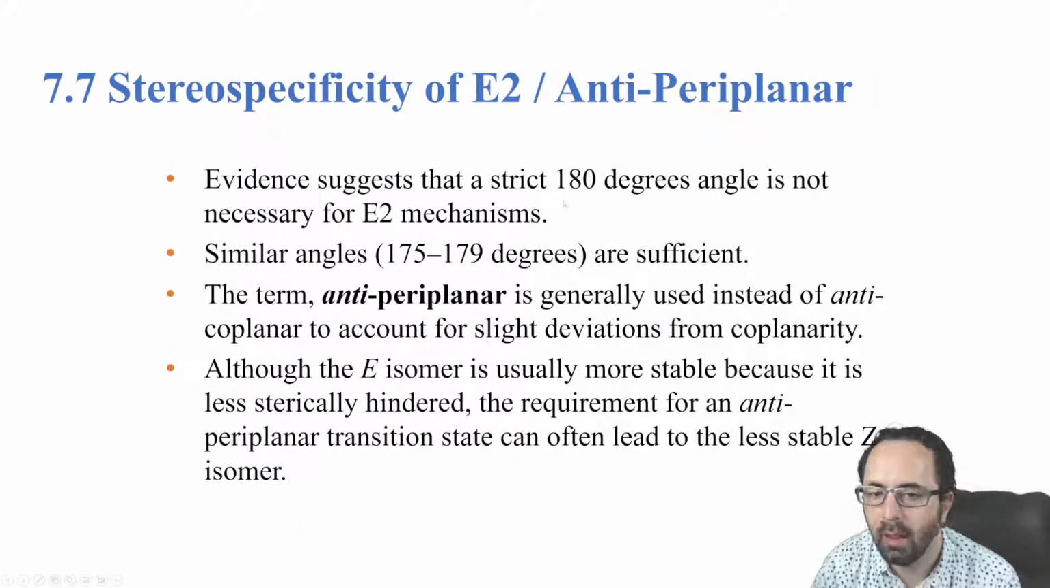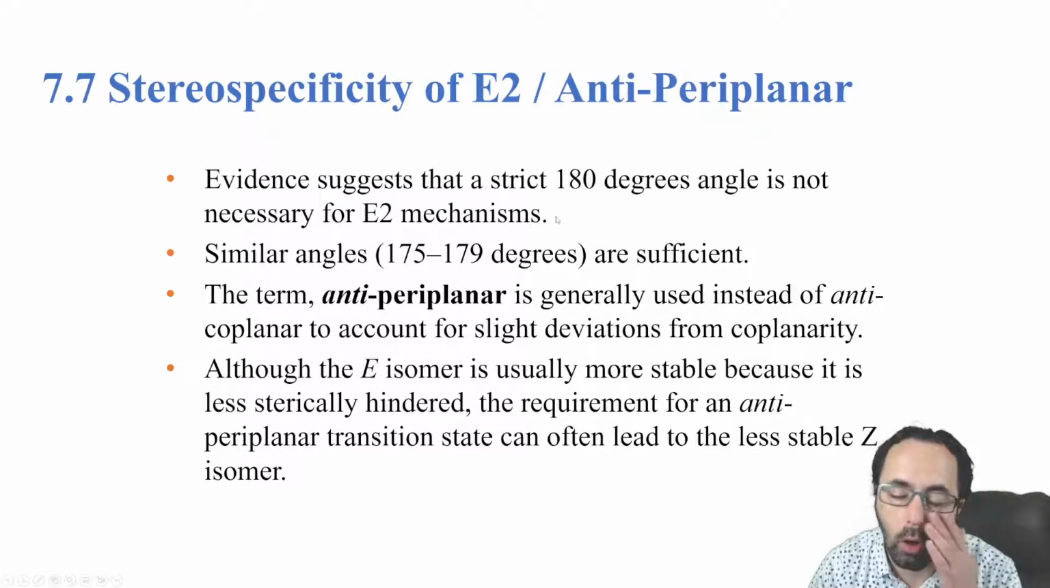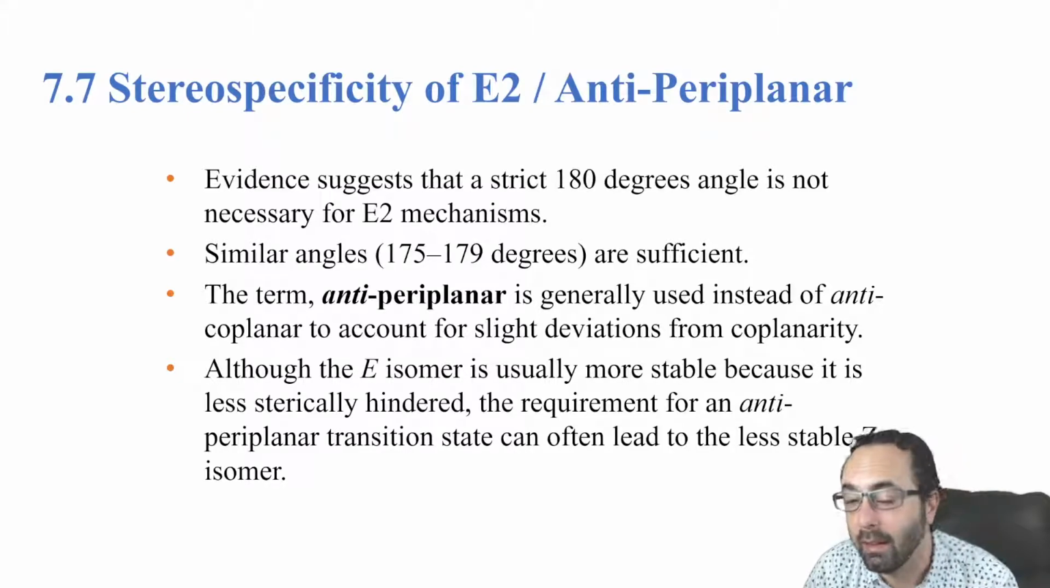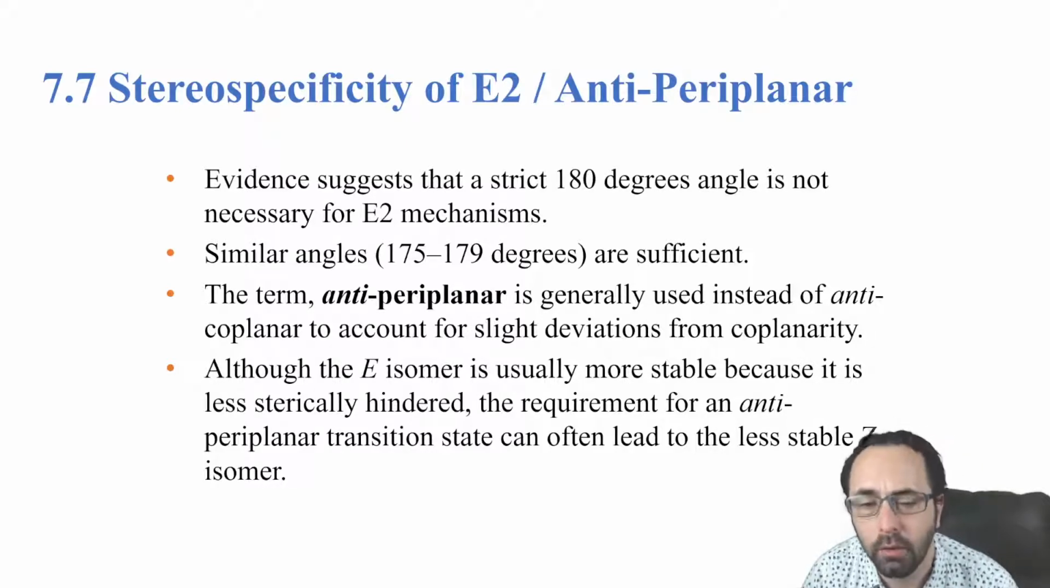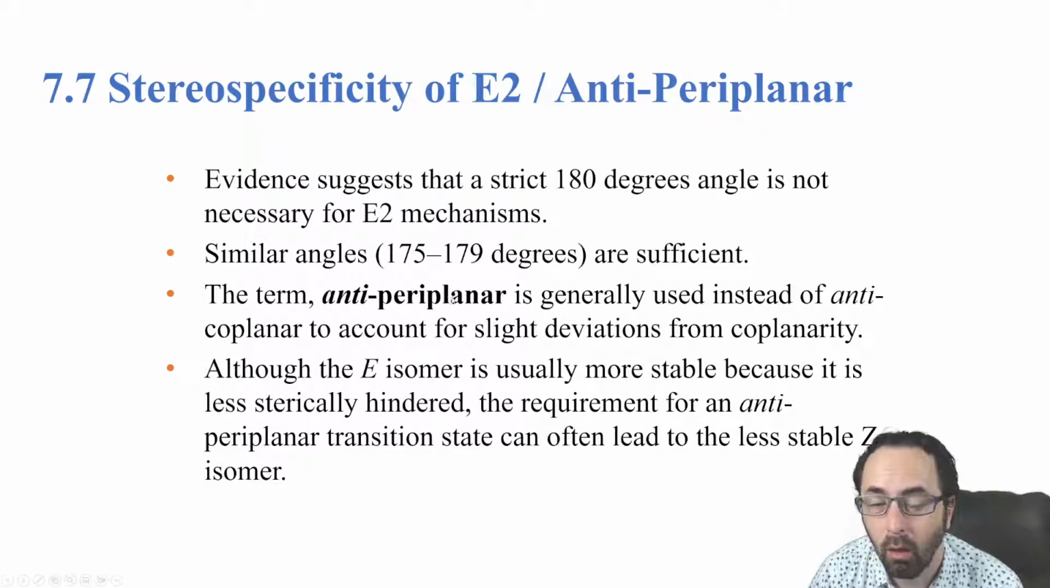Now, that said, we use the term coplanar, meaning that the beta hydrogen and the leaving group are in exactly the same plane. In fact, they don't need to be in perfectly the same plane. They just need to be close to it. So the word for being almost planar is periplanar, almost in the same plane. And we want not necessarily anti-coplanar, but anti-periplanar, very close to being in the same plane.